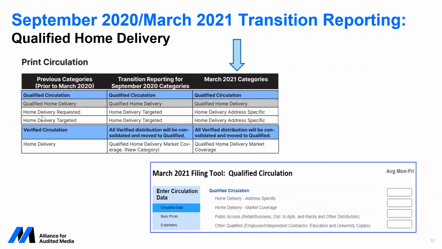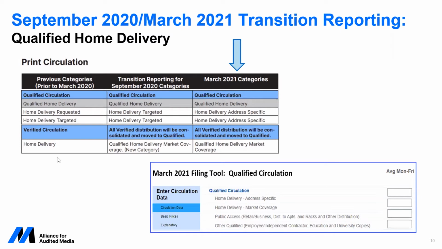So in the past, if you have had home delivery requested or home delivery targeted, in September, it all got consolidated into home delivery targeted, and now it's one category called home delivery address specific. When we're looking at your sampling program that is address specific, we're just verifying addresses and distribution. We are not looking at request.